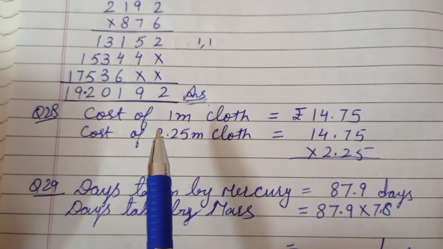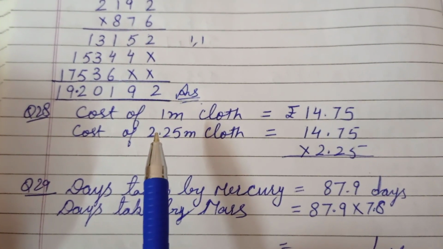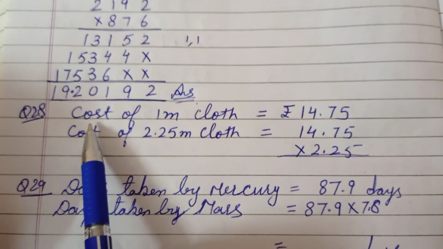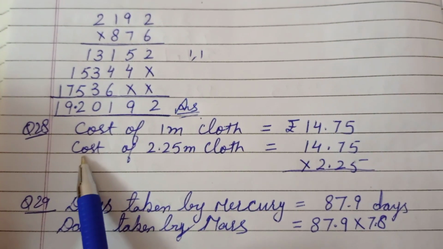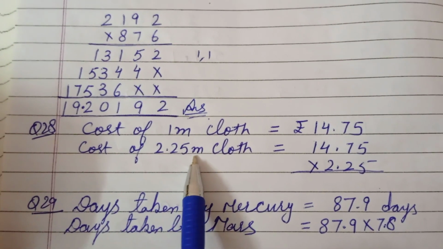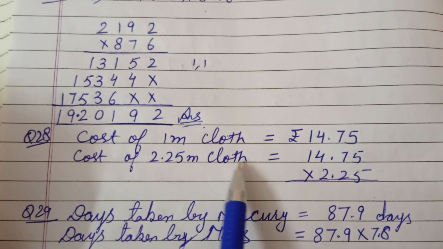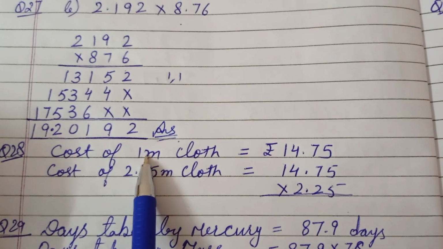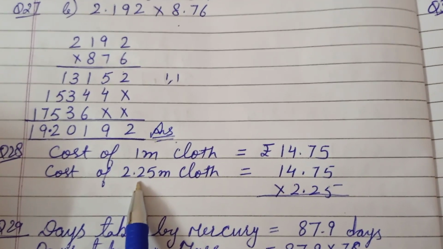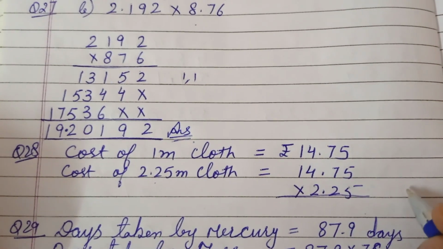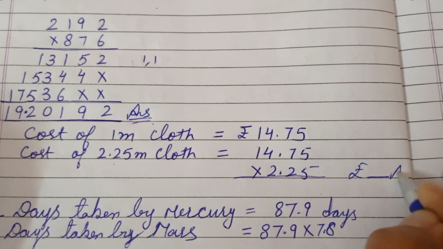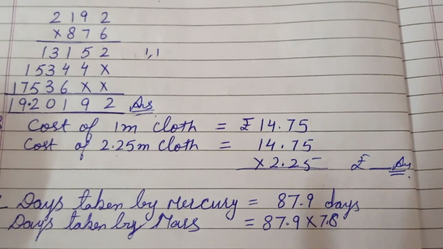If the cost of 1 meter of cloth is rupees 14.75, so how we'll write the statement? Cost of 1 meter cloth is this. What will be the cost of 2.25 meter of cloth? So children, all of you know that if you know the rate of one thing and you have to find rate of many things, you will multiply. So don't forget to write rupees with your answer. You have to find it out yourself.